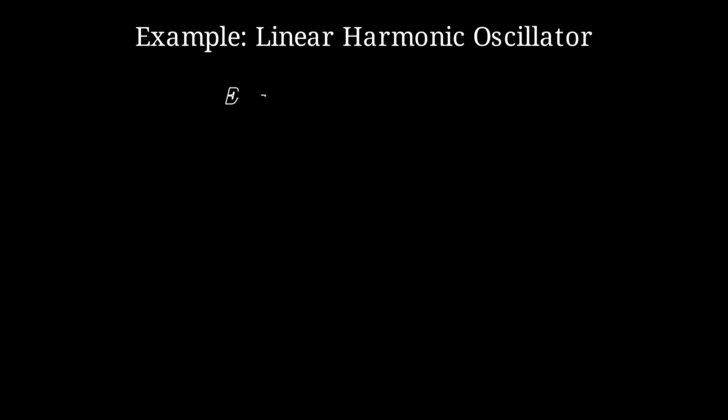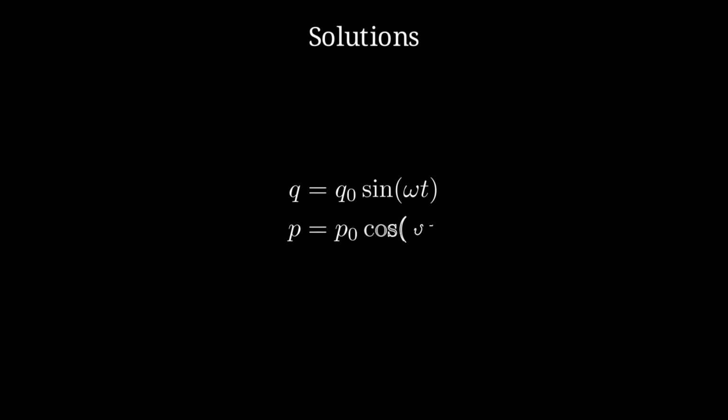In a linear harmonic oscillator, the total energy E is the sum of the kinetic energy p squared by 2m and the potential energy 1/2 alpha q squared. Here m is the mass, alpha is the force constant, q is the position, and p is the momentum. Solving the Hamiltonian equations for the system gives us sinusoidal solutions.